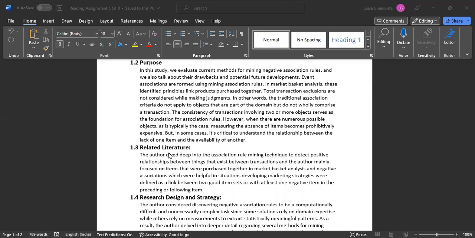The consistency of transactions involving two or more objects serves as the foundation for association rules. However, when there are numerous possible objects, as is typically the case, measuring the absence of items becomes prohibitively expensive. But in some cases, it's critical to understand the relationship between the lack of one item and the availability of another.